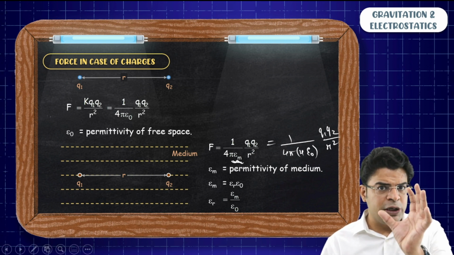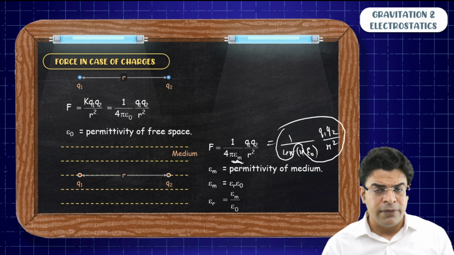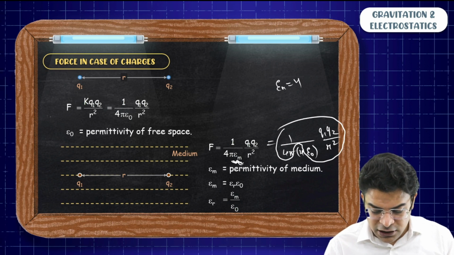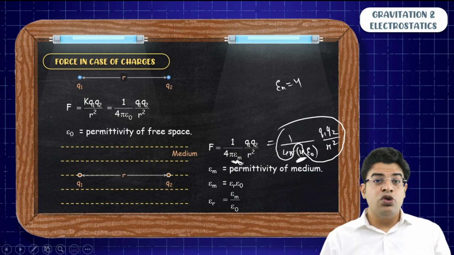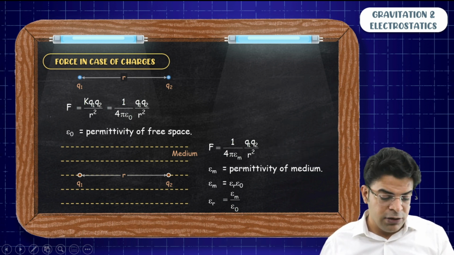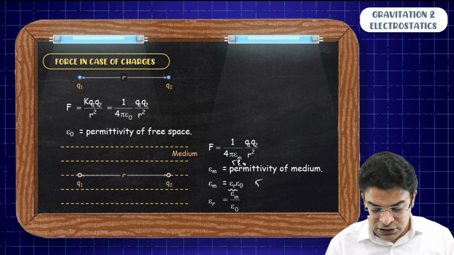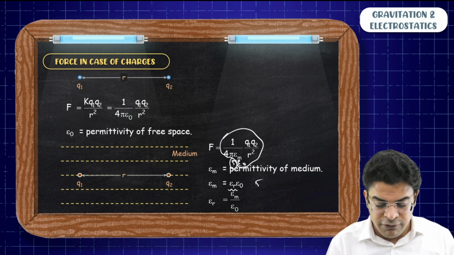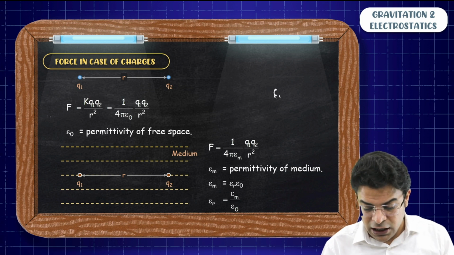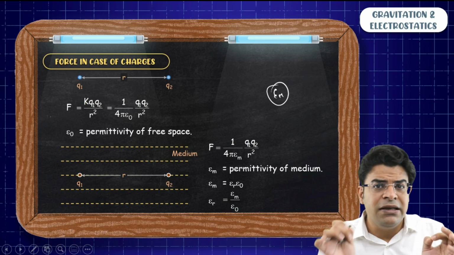Because for same separation in free space, the force will be 1 by 4 pi epsilon naught Q1 Q2 upon R square. Then inside a medium of relative permittivity 4, you will get in the denominator an extra term of 4. So the force inside a medium of relative permittivity 4 will be 1/4. Similarly, inside a medium of relative permittivity 5, here you will write 5 times epsilon naught. So the force becomes 1 by 5 times. So if the medium has a relative permittivity ER, the force for same separation of same charges comes out to be ER times smaller.